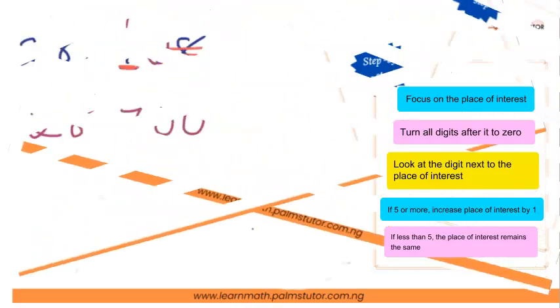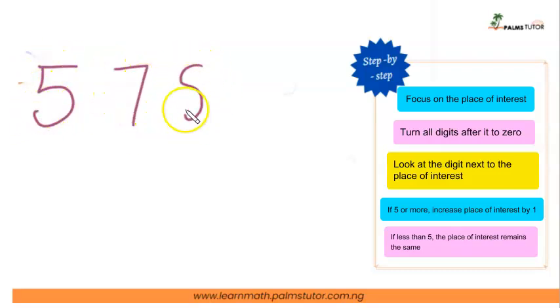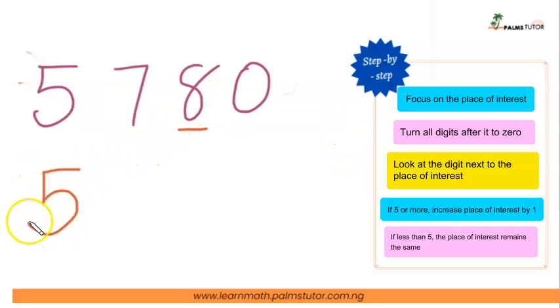Example 2. Let's see another one. This one is 5,780. The underlined place is this. That's the tens place, right? It could be rounded to the nearest 10. Again, you are not bothered about the digits before it, so you write it as it is.